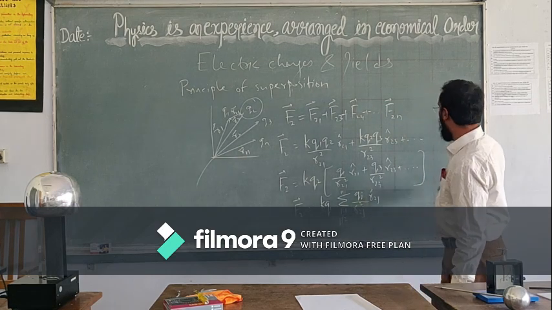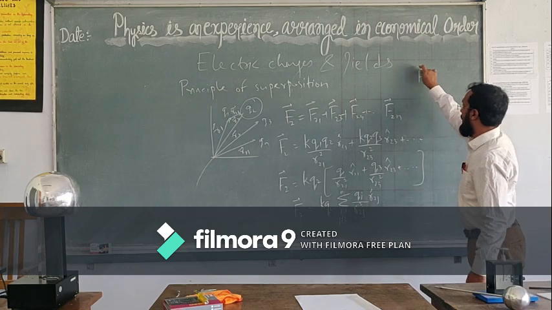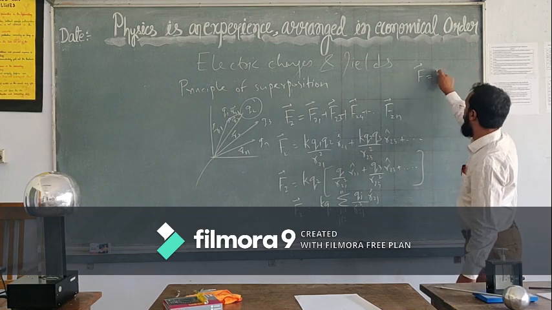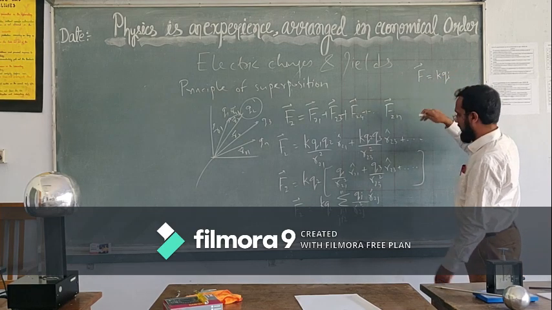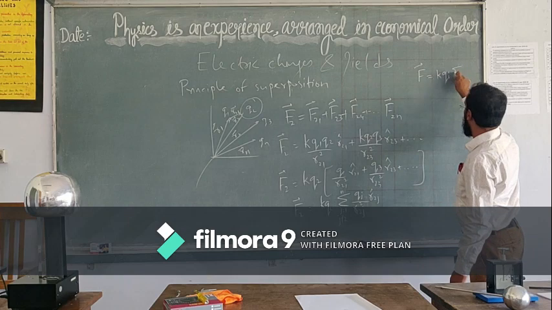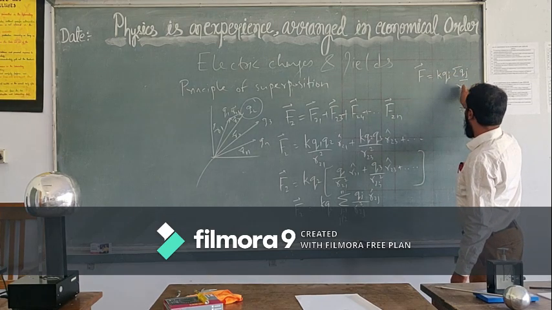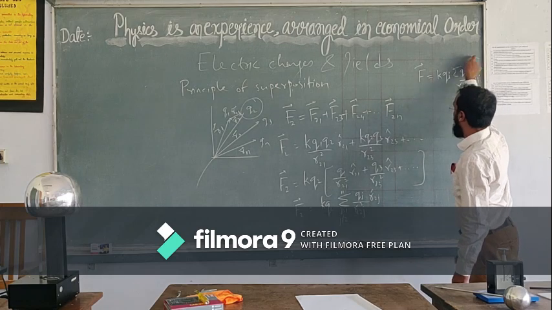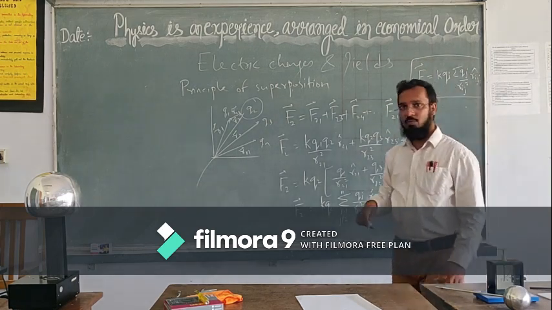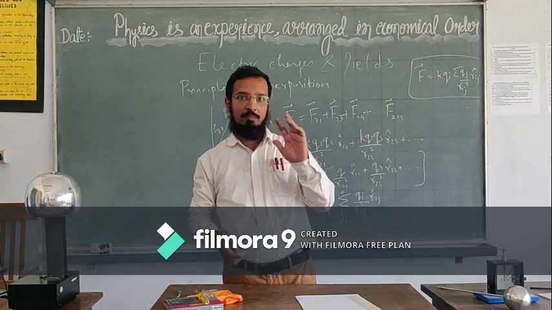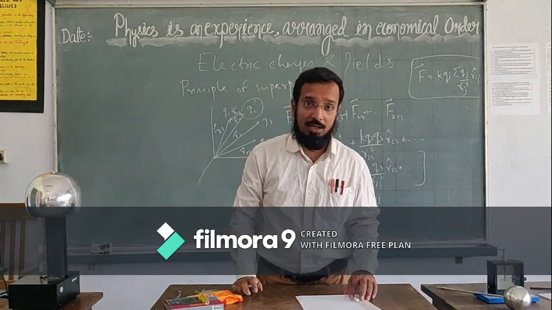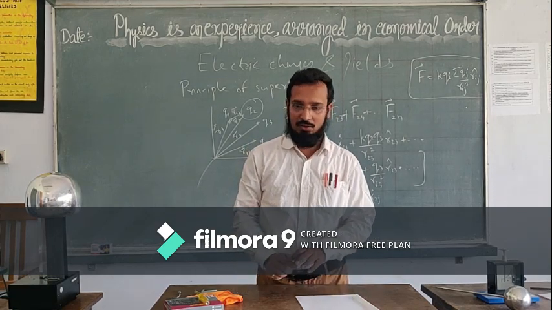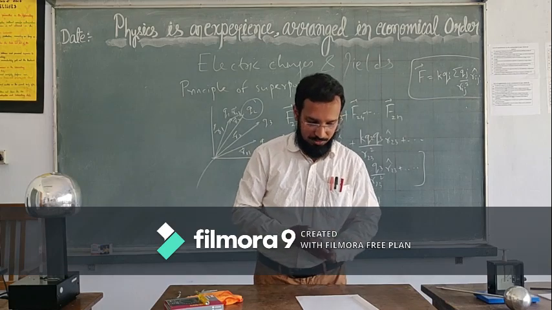r2j cap. And if we generalize this, we get the force on any of the charges equal to k qi. We take this as qi now, sigma qj by rij square rij cap. This is the principle of superposition. Of course हम superposition के principle को prove नहीं कर सकते हैं, but still we use it because it is consistent with all the experimental situations.